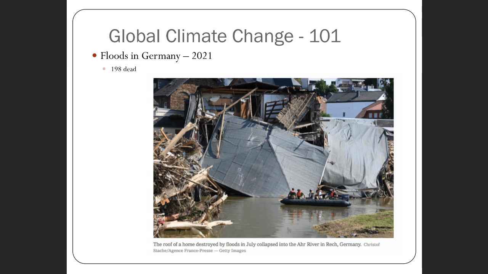Seems like a long time ago now. We've had a lot of things that happened to us in 2021 that reminded us that we live in a changing climate, right? This is floods in Germany, extremely heavy rainfall in a short period of time, destroyed, lives lost, property destruction, right? A changing climate.